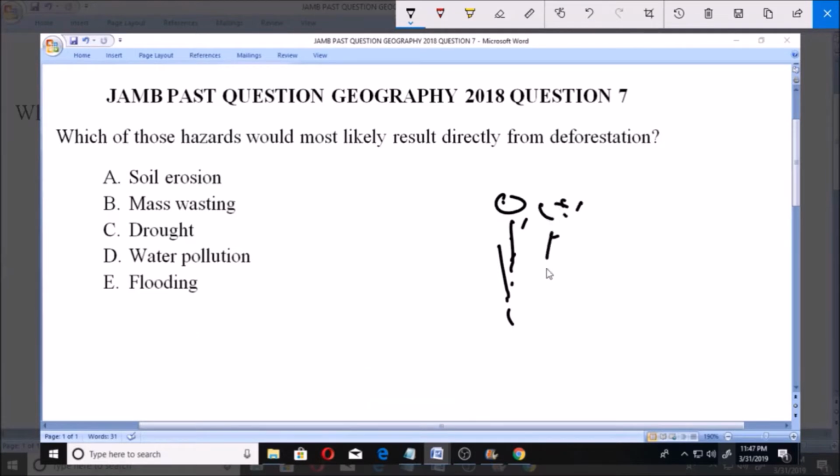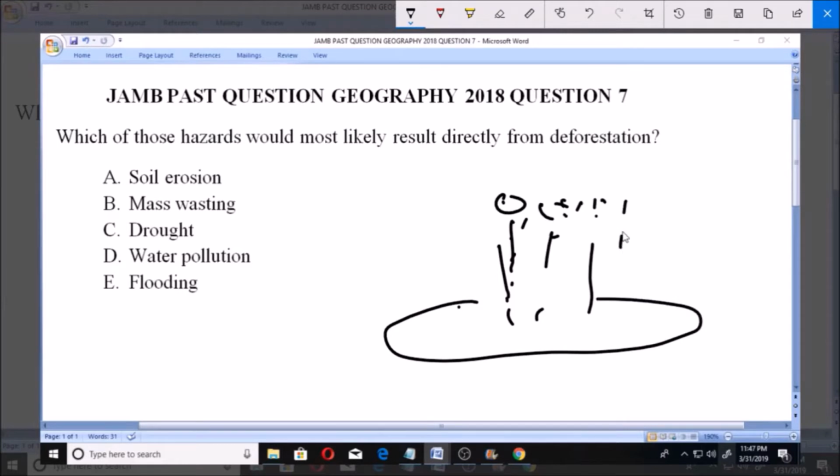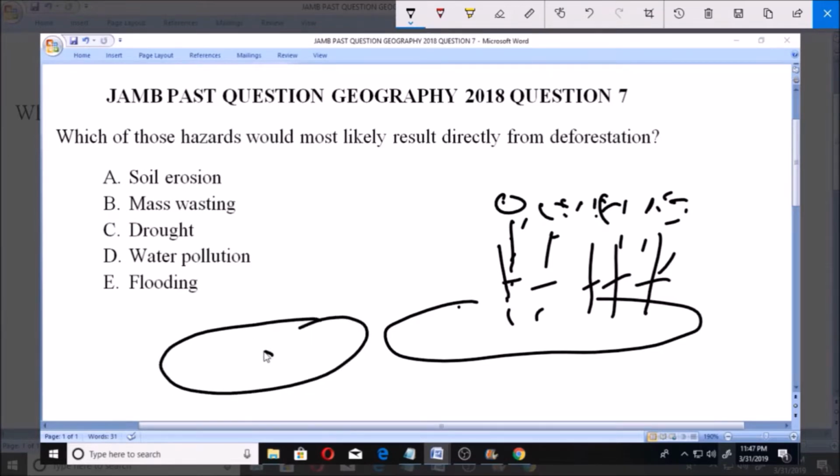This is your land mass. Now you're having your trees. Now by act of industrialization or urbanization, you cut down these trees. When you cut down these trees, you will now be having empty land mass, so that when rain falls or when there is any agent of erosion, they can easily carry the soil and cause erosion. So soil erosion is the most likely direct result of deforestation.